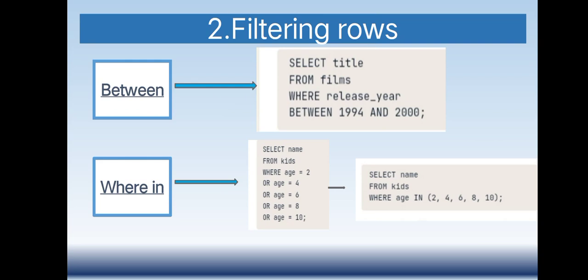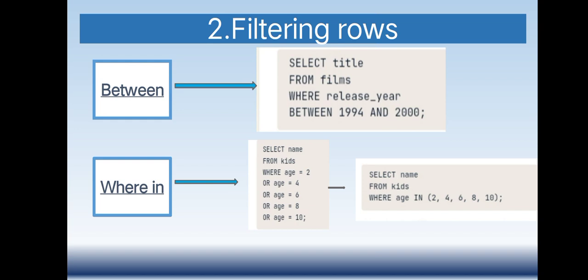The second one is between. Where can we use the command BETWEEN in SQL? As we have learned, we can use the following query to get the titles of all films released between 1994 and 2000. So checking for a range like this is very common.